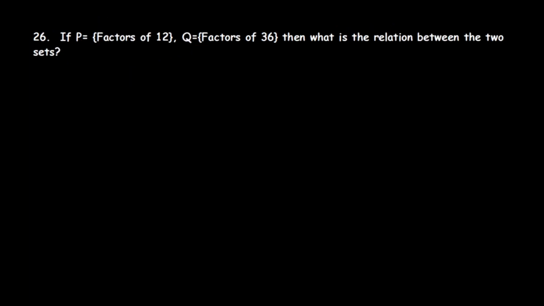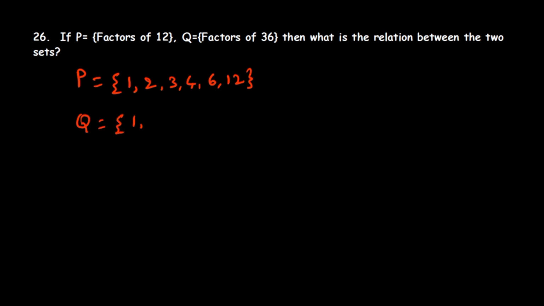If P is the factor of 12, Q is the factor of 36, then what is the relation between the two sets? So let us write what is P here. Factors of 12 mean what you write? 1, 2, 3, 4, 6, 12. This is the factors of P, and the factors of Q, that is the factors of 36.